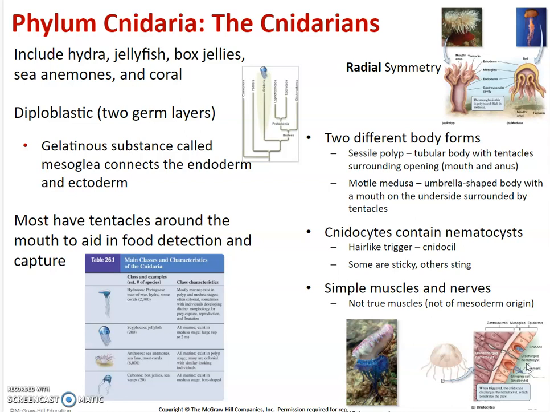But these cnidarians do not have muscles and they don't have nerves. They don't have a mesoderm, so they don't have any of these other tissues. They only have their 2 germ layers. So it makes sense to think that these radially symmetrical diploblastic organisms, the cnidaria, also were split into the ctenophores, which were the comb jellies, instead of them coming before the asymmetrical sponge.